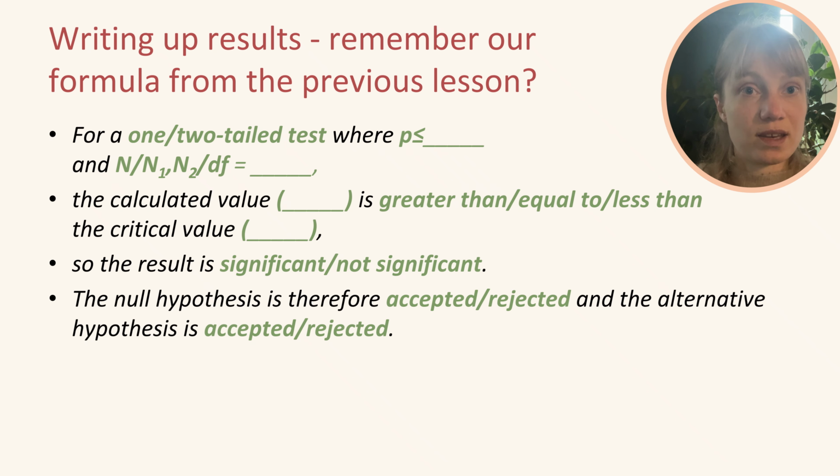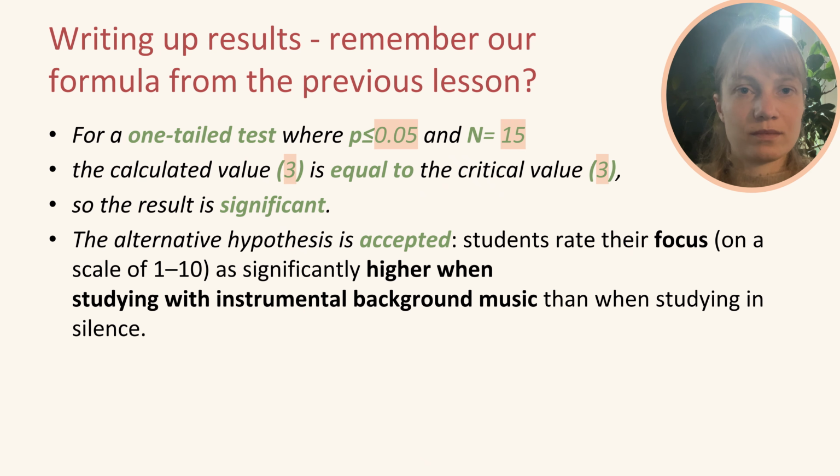When you report your findings, use the same structure we practiced in the last lesson. You can pause here to give it a go. Ideally, you wrote something along these lines. For a one-tail test, where p is smaller than or equal to 0.05 and N equals 15, the calculated value 3 is equal to the critical value 3, so the result is significant. The alternative hypothesis is accepted. Students rate their focus as significantly higher when studying with instrumental music than when studying in silence.